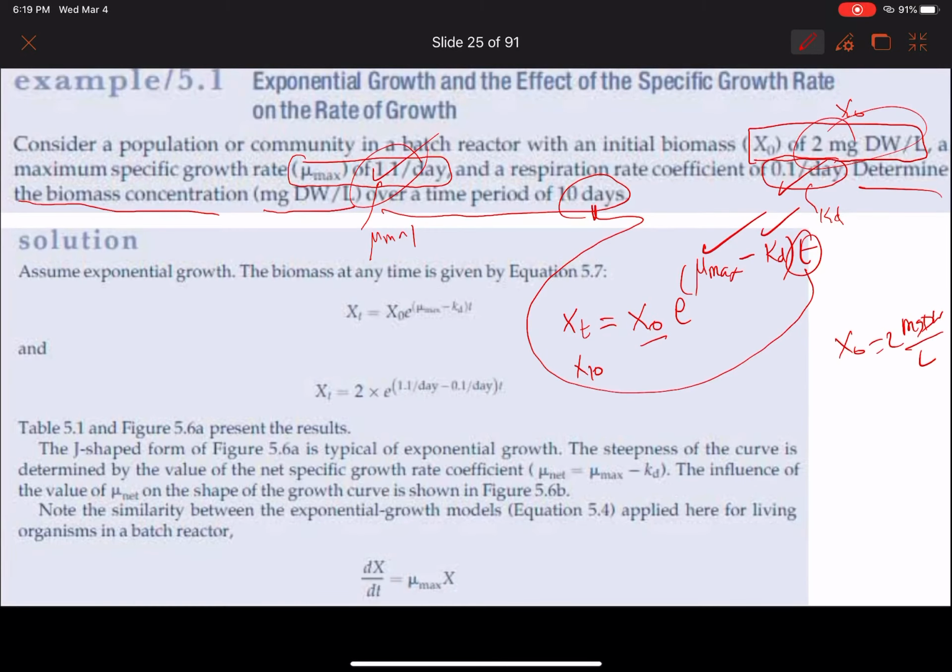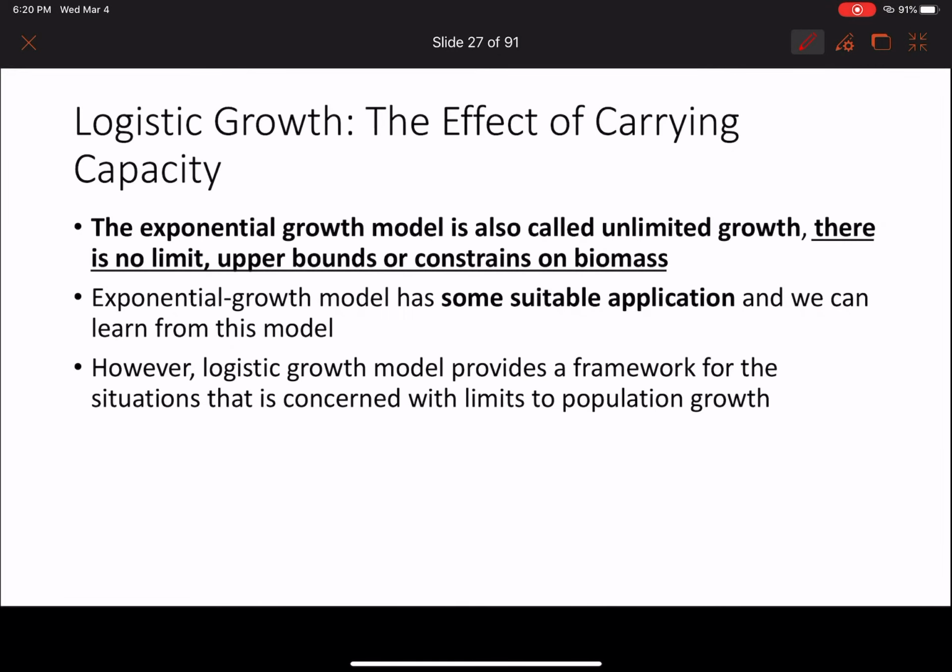Okay, so I think you could revise this example, and this is a very important question that might come in a quiz later on. It's very simple, and this equation, you don't have to memorize it. I'll give it to you.